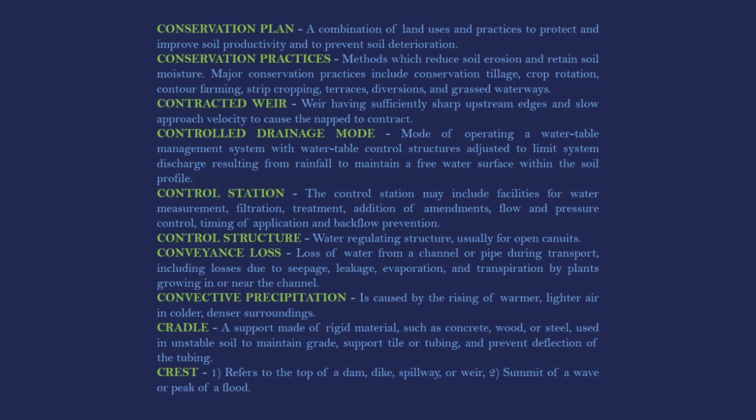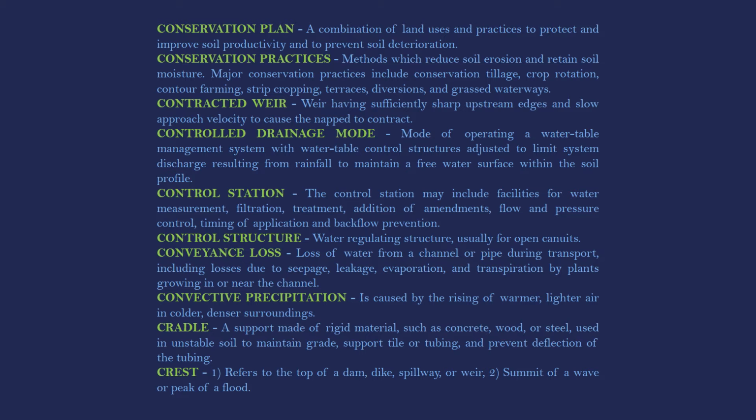Contracted weir: weir having sufficiently sharp upstream edges and slow approach velocity to cause the nappe to contract. Controlled drainage mode: mode of operating a water table management system with water table control structures adjusted to limit system discharge resulting from rainfall to maintain a free water surface within the soil profile.